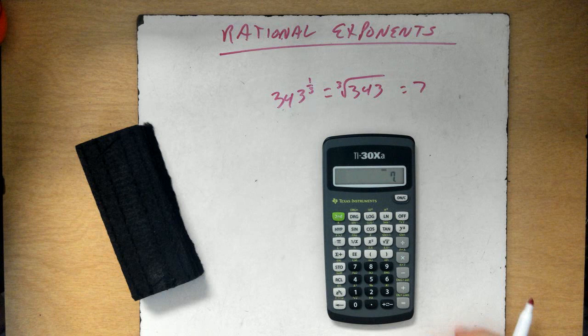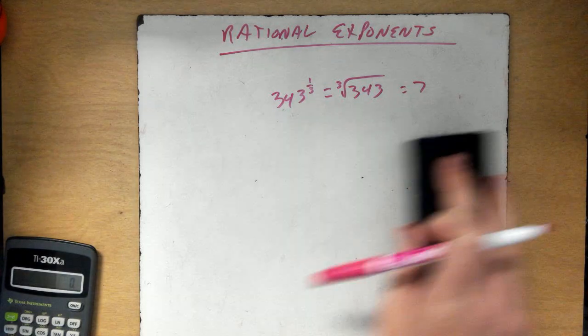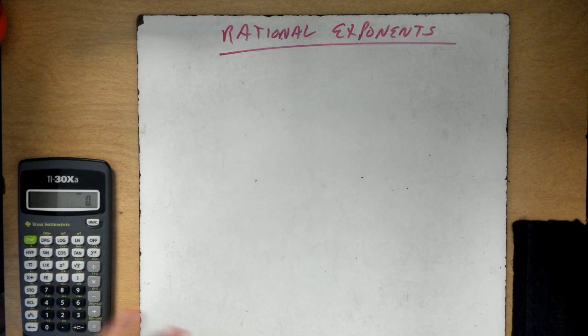All right, so that's kind of the basics, converting from fraction exponents to radicals and back and forth, okay? Now, here's an important rule, okay?